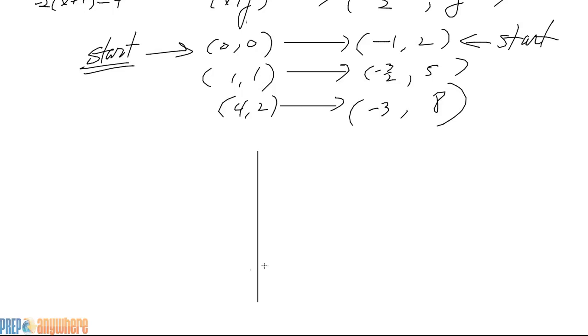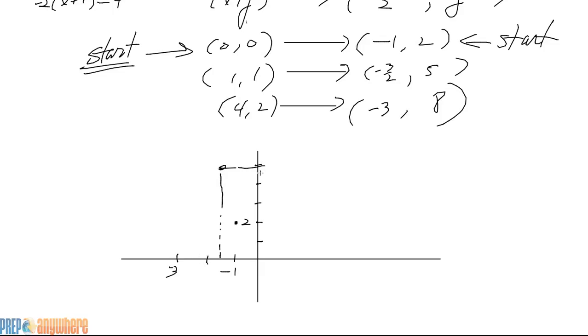Okay, so it's -1 and 2, -3/2 and 5. -1 and 2. And -3, -1, -2, -3, and 8. This is 5, 6, 7, 8. Somewhere here. This is the start.